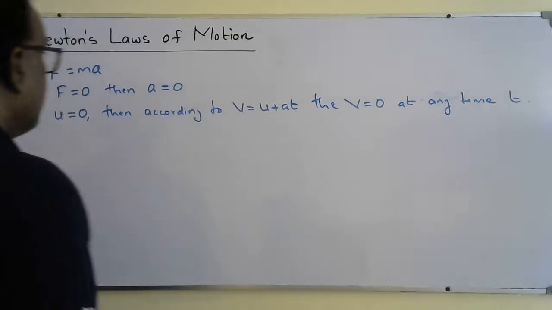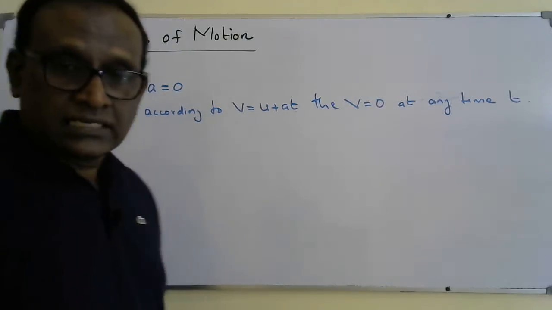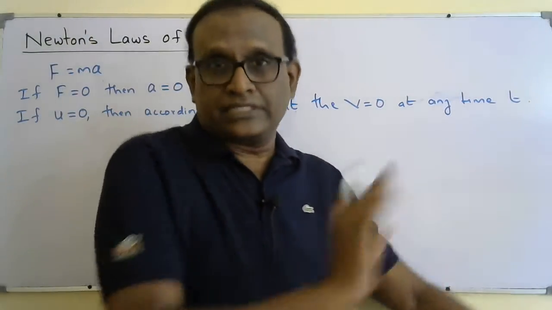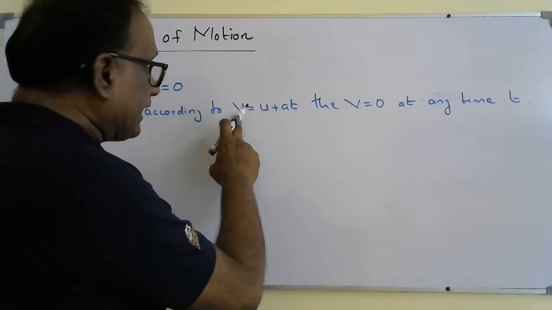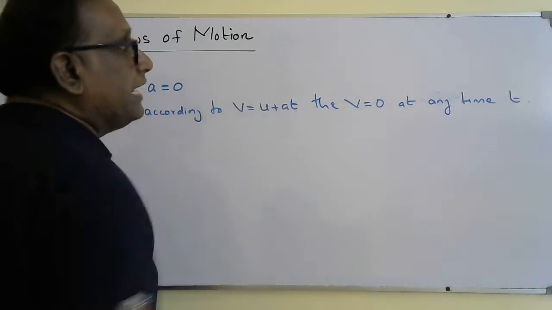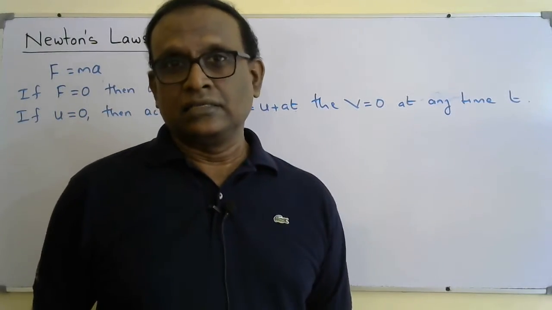So that means when the resultant force is 0 and the object is at rest, it will remain at rest forever. At any time t, v equals 0. That means later it will always be at rest.